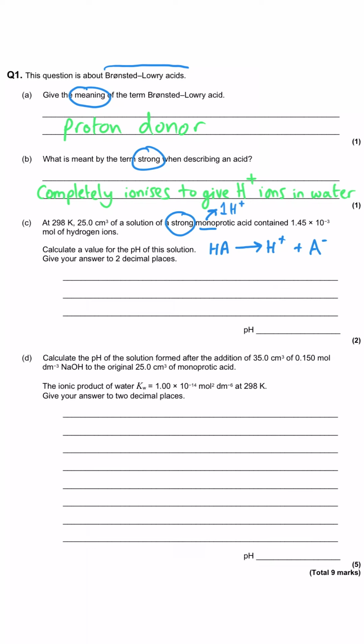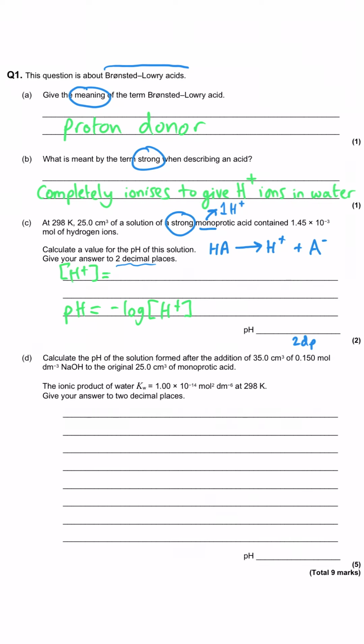We've been asked to calculate the pH. We've been asked to give this to 2 decimal points, so I always encourage you to put yourself a little reminder down there that we need to have 2 decimal points. And since we're calculating a pH, the final thing that we're going to have to do is negative log of the hydrogen ion concentration, and that means that the first thing that we're going to do is work out what the hydrogen ion concentration is.